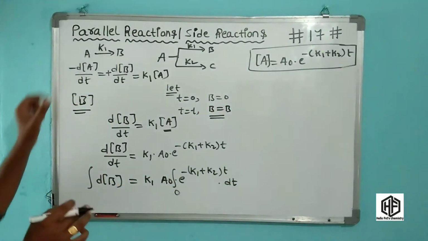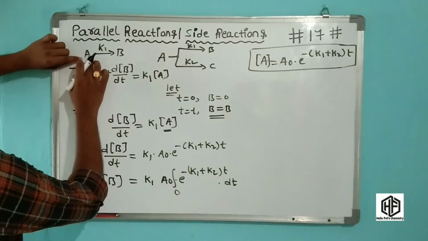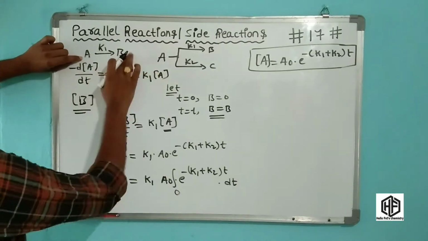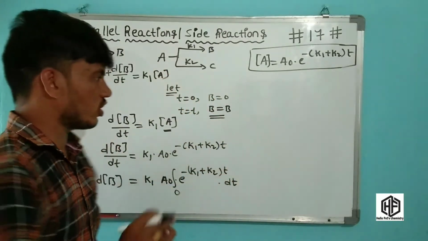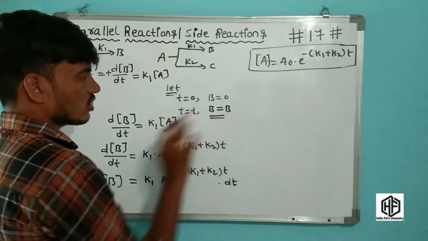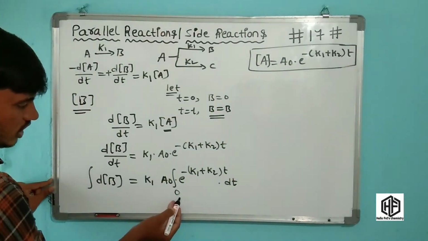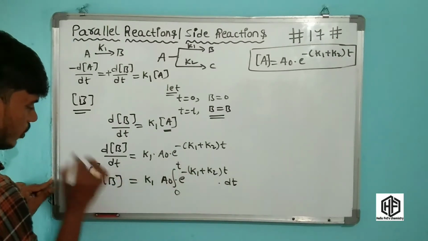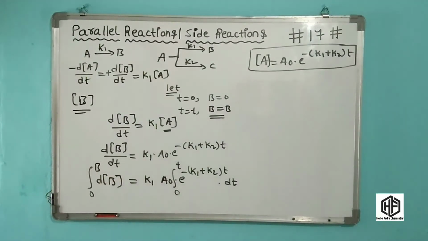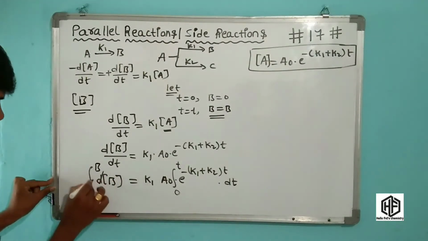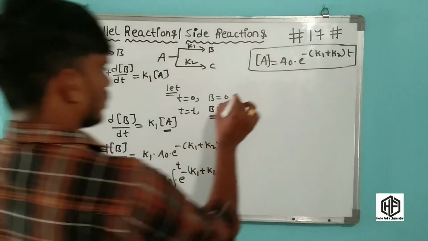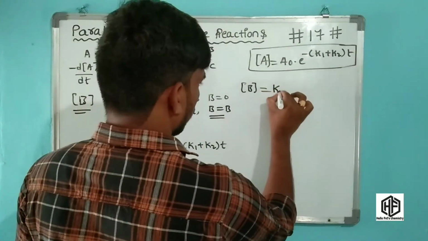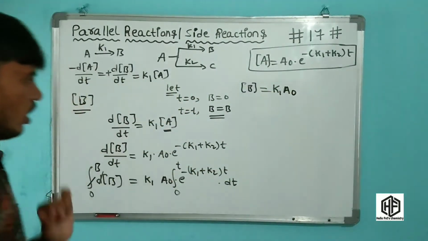Okay friends, this is very important, because at t equals 0, the initial concentration of reactants, the product cannot form. So product concentration is 0 at t equals 0, but at time t, product concentration is B. Initially this is 0, and at time t, this is B. Now we have to integrate this term; the d and the integration cancel. Now the concentration of B is equal to k1 A naught times the integral.